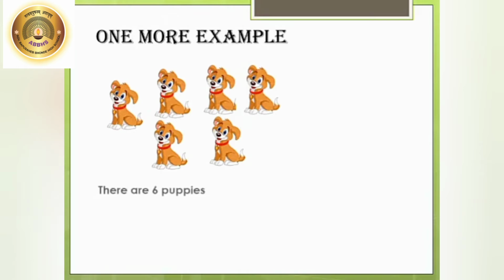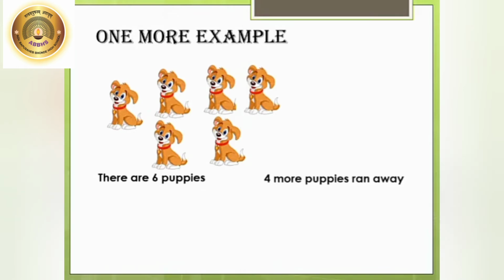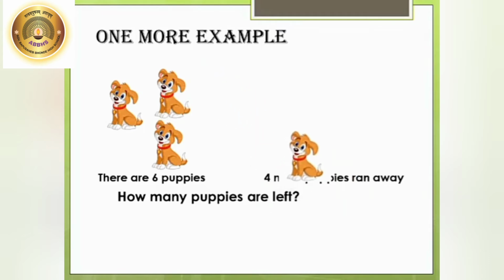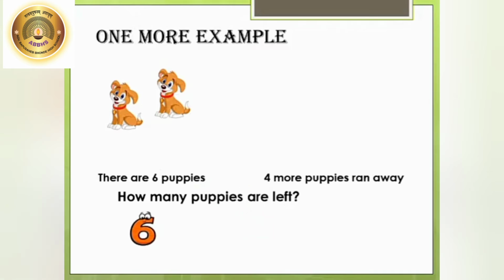One more example. There are 6 puppies. 4 puppies ran away. How many puppies are left? So out of 6, when 4 ran away, how many will be left? 6 minus 4 is equal to 2. Very correct.